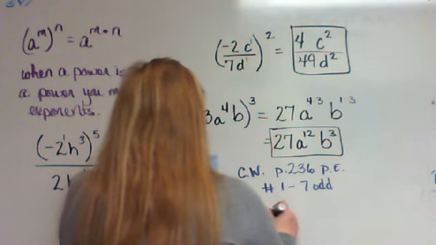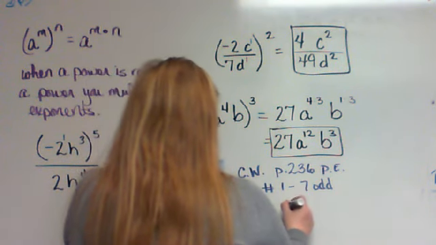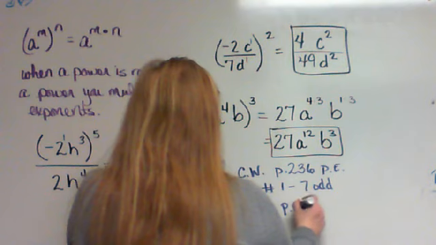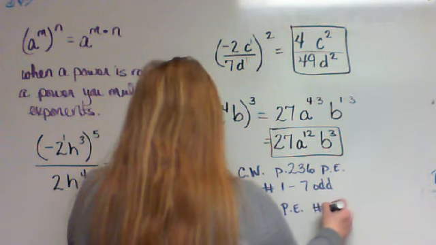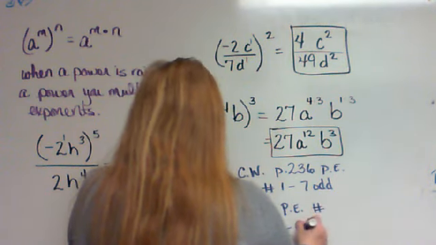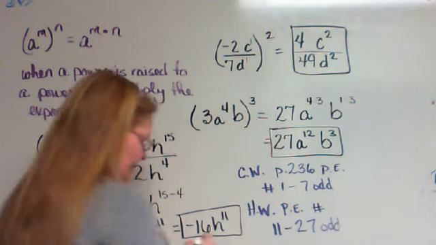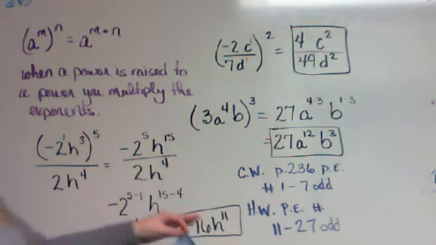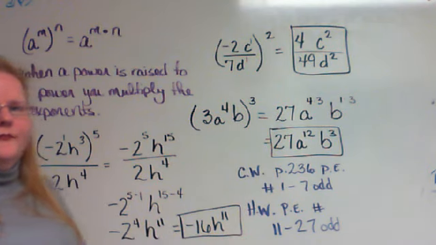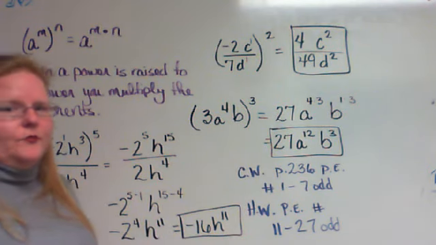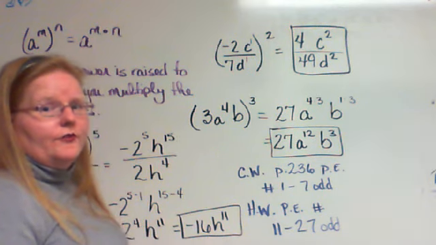Homework for this section. Page 236, practice exercises. Numbers 11 through 27, odd. It's 9 problems. You can handle 9 problems. It's homework for a reason.